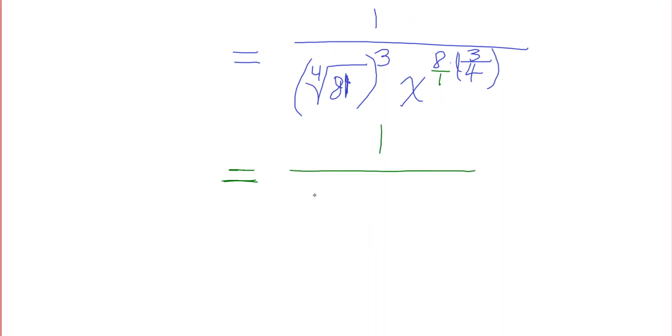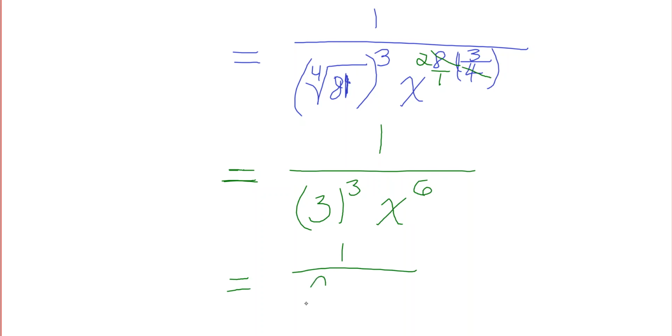4th root of 81, hopefully you know that 81 is 9 squared, or you can think of it as 3 to the 4th power. So since it's 3 to the 4th, the 4th root of it is just 3. So I've got 3 cubed here. And then for x, I'm going to go ahead and do some reduction. 8 divided by 4 is 2. So I end up with 2 times 3, which is 6. And then we cube 3, so 3 times 3 times 3, which gives me 27. x to the 6th.